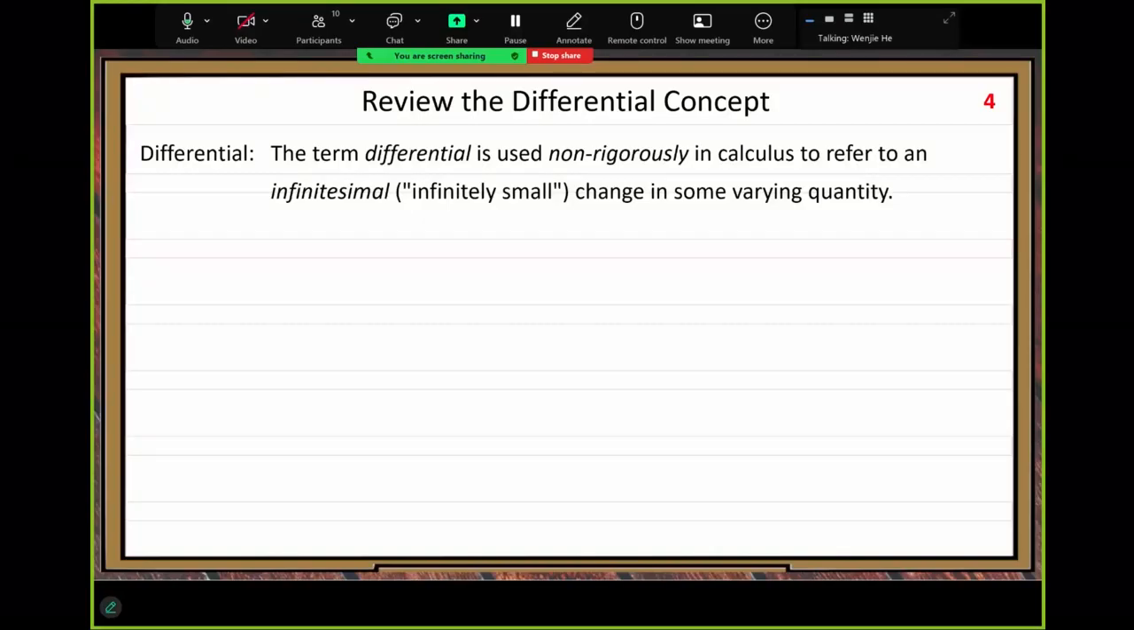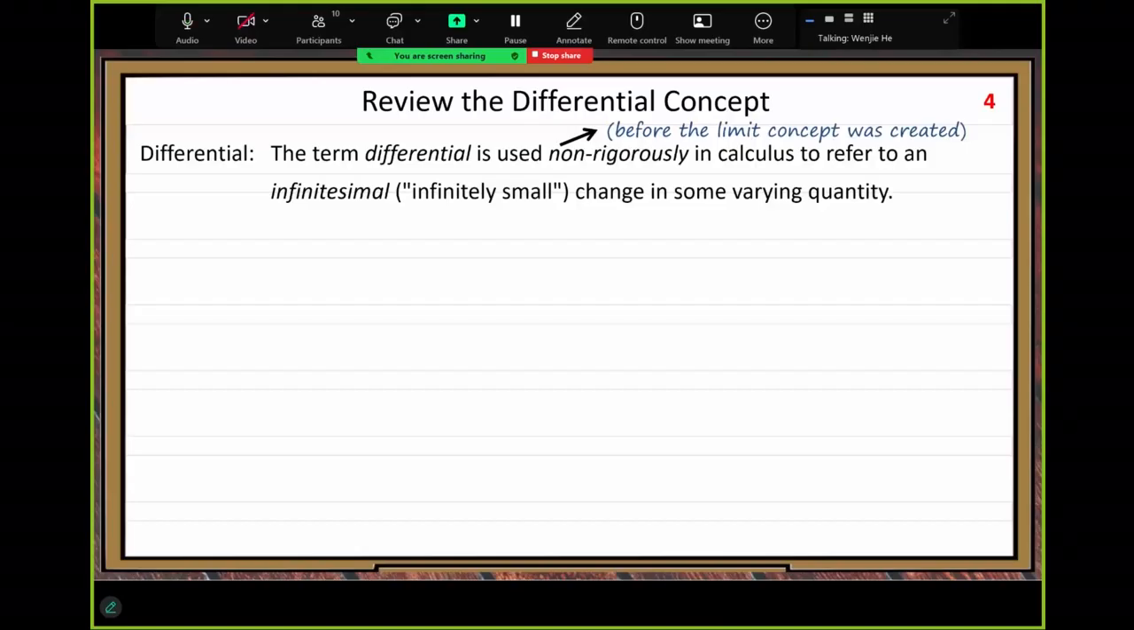An infinitesimal change in some varying quantities. So then they used that differential concept, which is based on this infinitesimal concept, so not rigorous at that time. Because at that time there was no limit concept. Then people argued: what's the meaning of infinitely small?